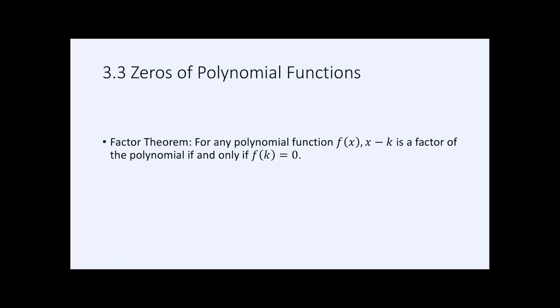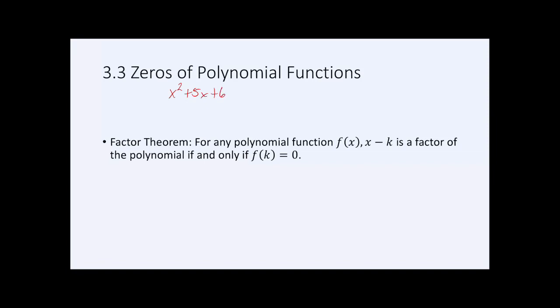All right, so we're going to continue in chapter 3 into section 3.3. And just as a reminder, in section 3.2, we talked about synthetic division and how to use the remainder theorem to check to see if certain numbers were zeros of the equation. And so we're going to now move into still using synthetic division, but talk about the factor theorem.